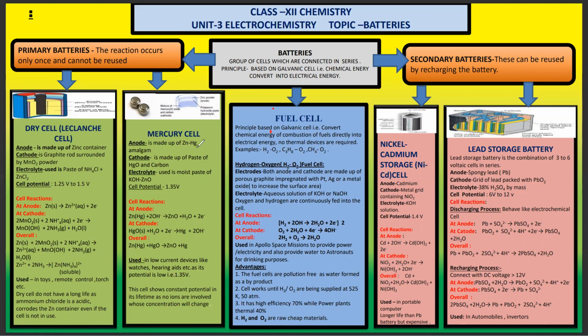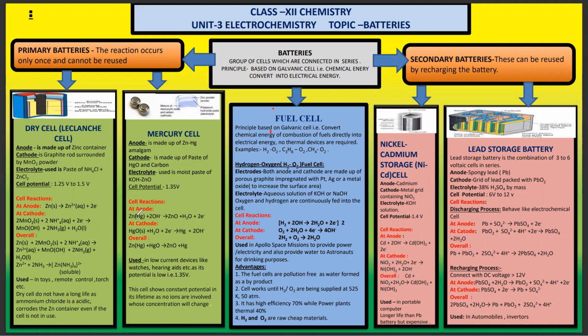Okay, anode is made up of what? Zinc amalgam. Cathode is made up of what? Cathode is made up of a paste of HgO and carbon. What is the electrolyte used? The paste of KOH and zinc oxide. Okay, so anode is zinc amalgam, cathode is HgO plus carbon, electrolyte KOH plus zinc oxide, and the cell potential is 1.35 volt.